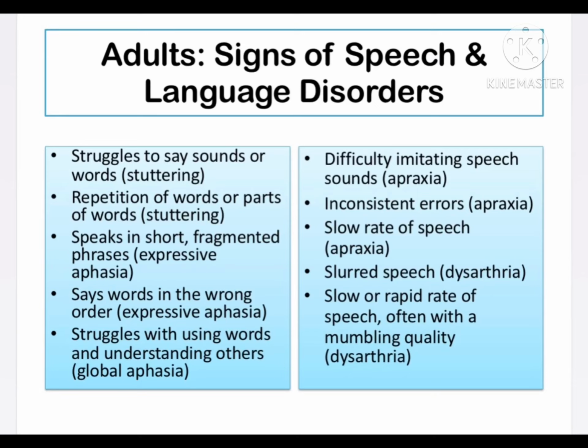Then difficulty imitating speech sounds, then inconsistent errors, then slow rate of speech, slurred pitch, then lastly, slow or rapid rate of speech, often with a mumbling quality.